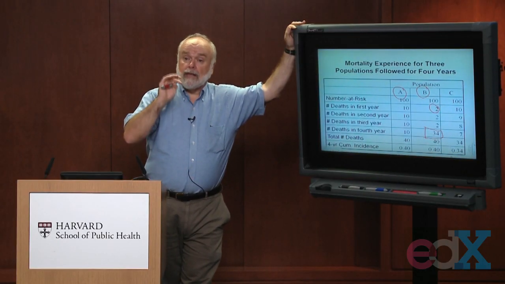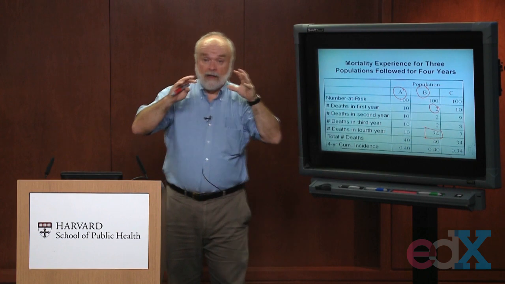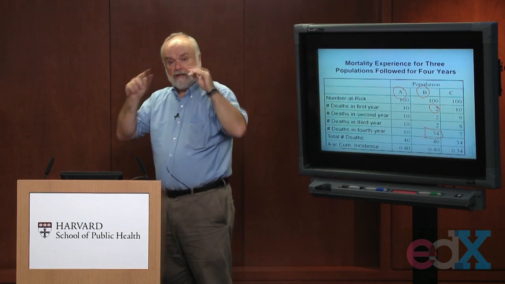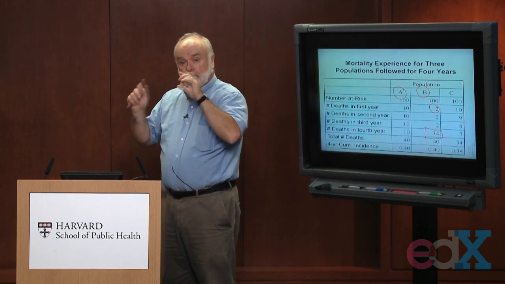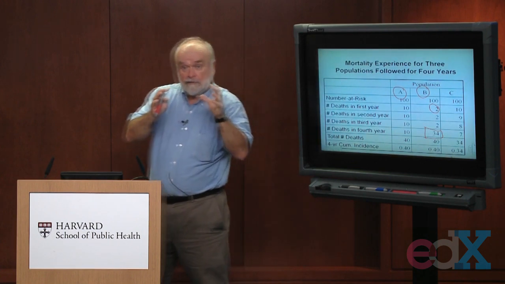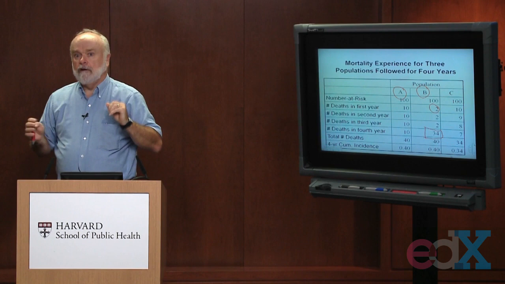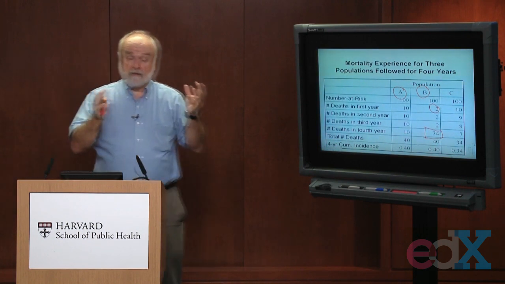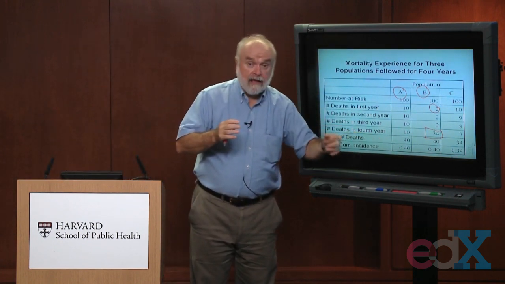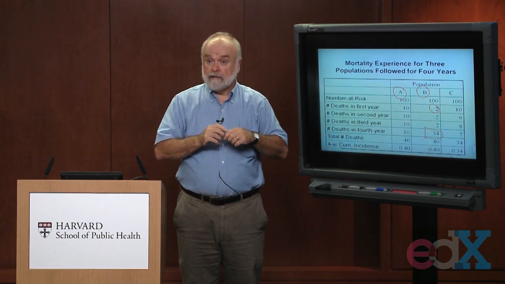That's the difference between incidence rate, which is describing the instantaneous risk of disease at different points in time, and for population B, it's very low in the first year, very low in the second year, very low in the third year, big in the 4th year, and cumulative incidence, because both A and B have the same 4-year cumulative incidence.